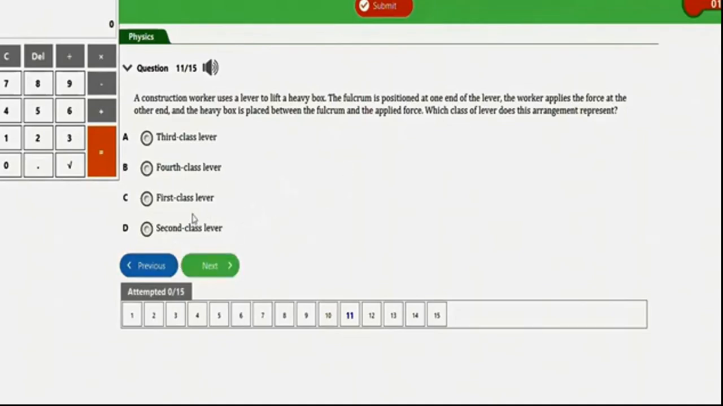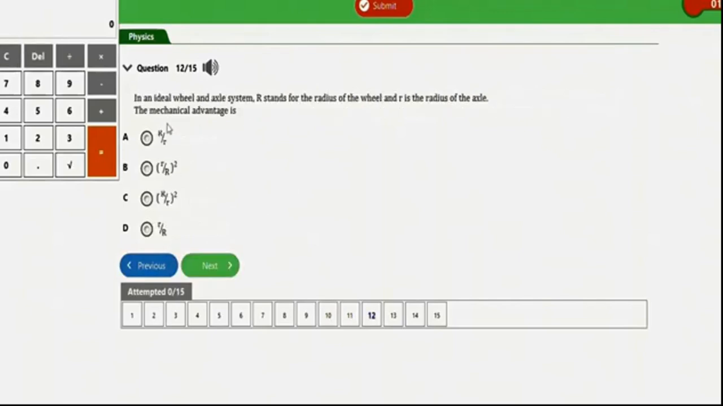So that's it. The next question will be this one. It says, in an ideal wheel and axle system, capital R stands for the radius of the wheel, and small letter r is the radius of the axle. The mechanical advantage is, so this is obvious, it will be option A, the capital letter R over the small letter r. So that will be the mechanical advantage, this expression used to find it. Next question will be this one. So option A is correct for this question.